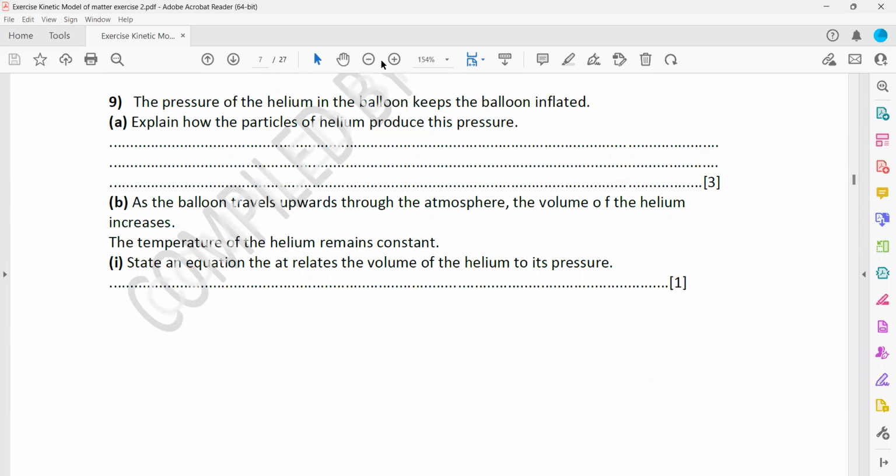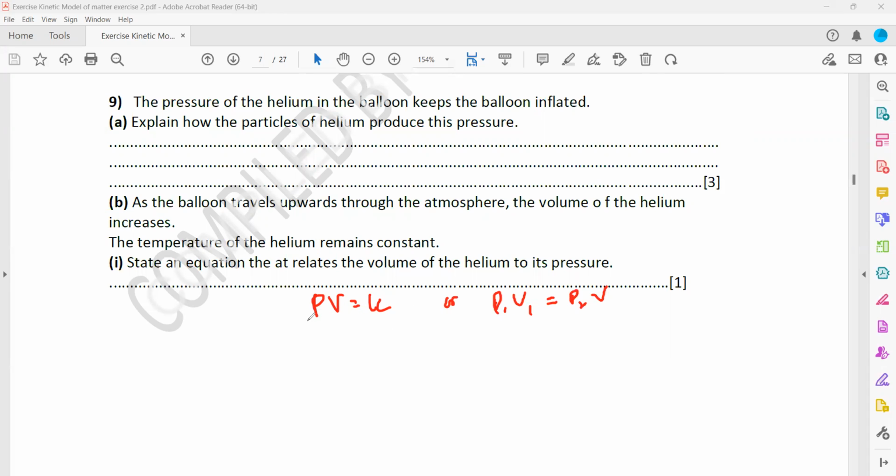The temperature of the helium remained constant. State an equation that relates the volume and pressure. So how can we relate the volume and pressure? We have the formula PV equals K, or you can also say P1 V1 equals P2 V2.